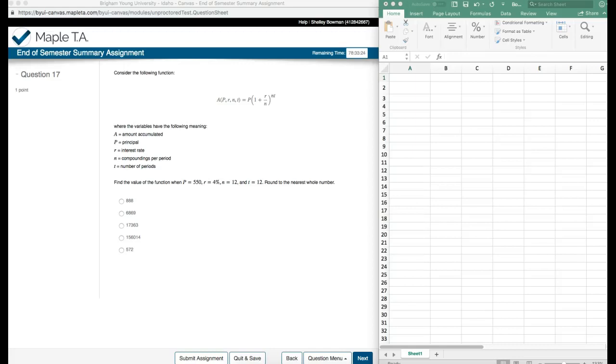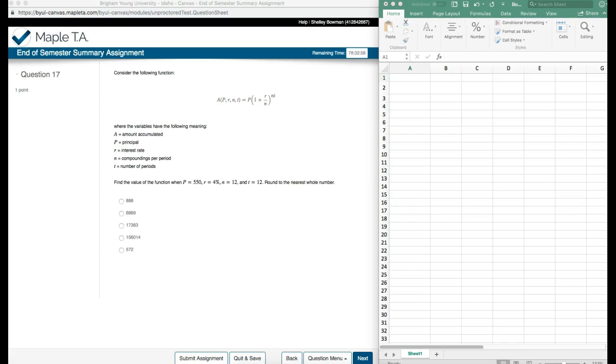Maple TA End of Semester Summary Assignment, Question number 17. Consider the following: A of P, R, N, and T equals P times the quantity 1 plus R over N, raised to the quantity N times T, where the variables have the following meaning. A is the amount accumulated, P is the principal, R is the interest rate, N is the compoundings per period, and T is the number of periods.